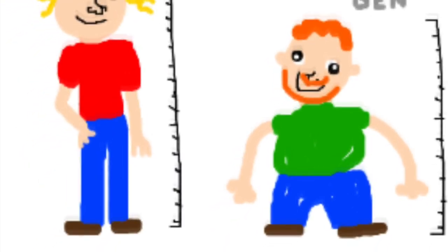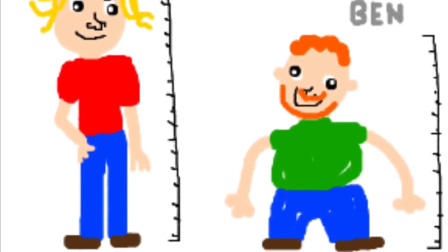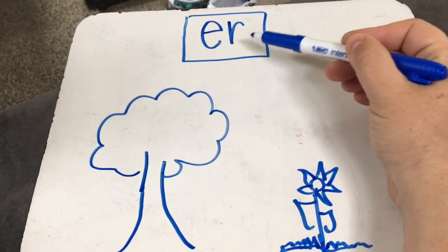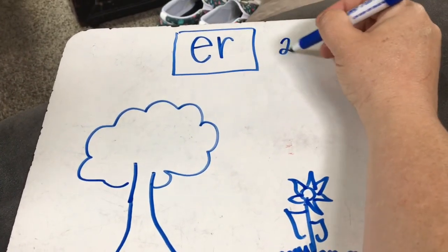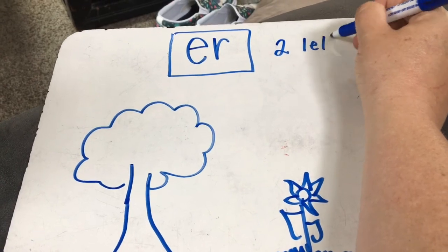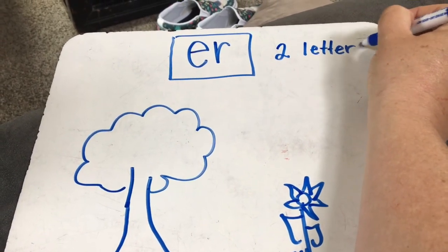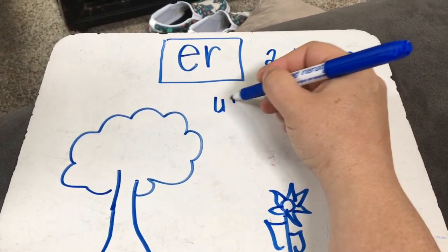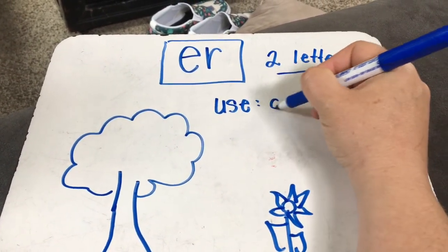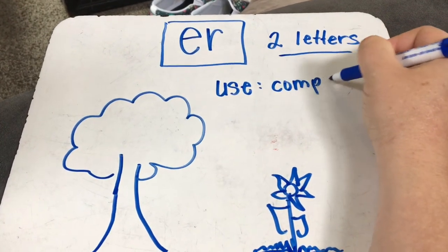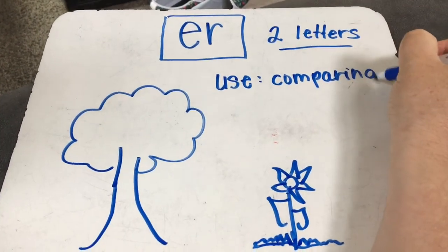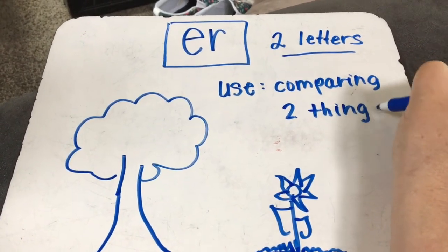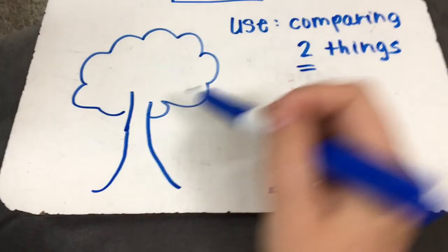I like to remember that when you have two, you add the ER, two letters. For example, I'll show you here. So we have the ER, and I like to remember that ER, we have two letters. E and R, two letters. So we use the suffix ER at the end when we are comparing two things, two items, two people, whatever.